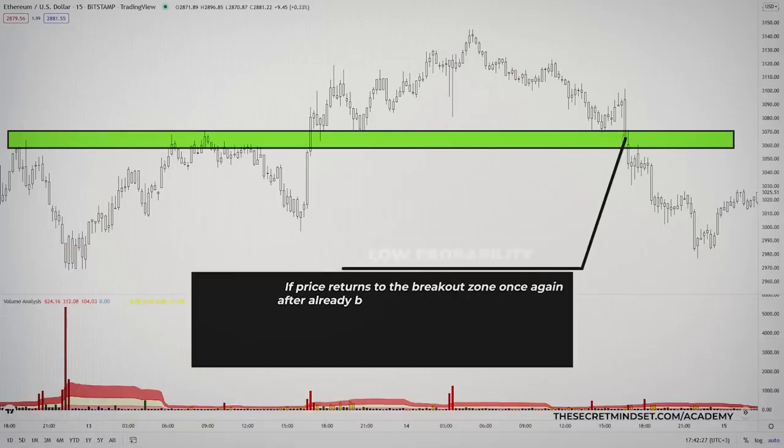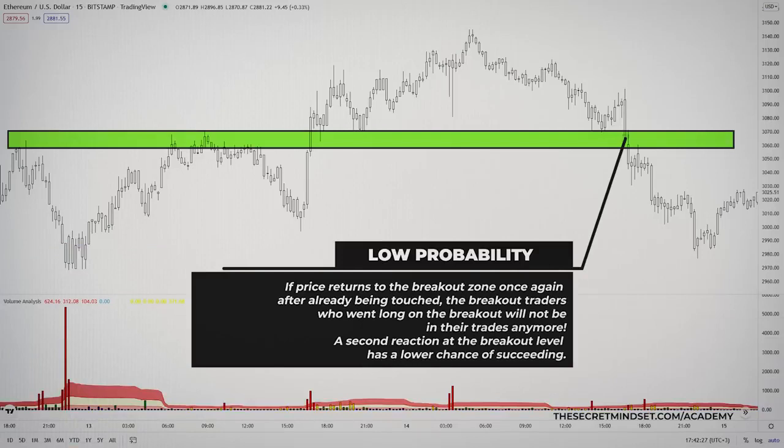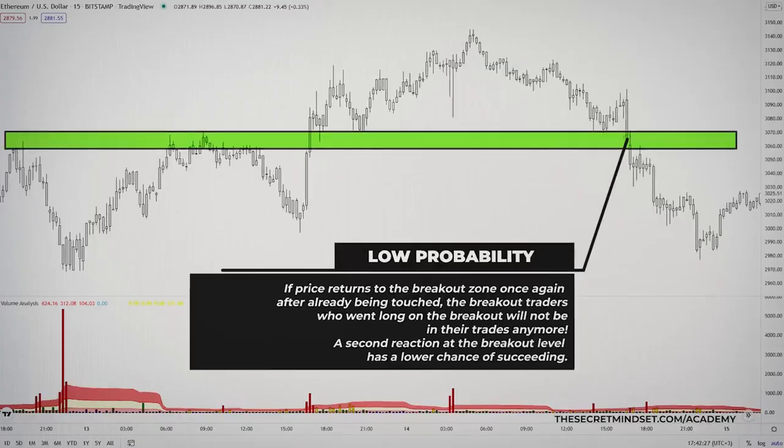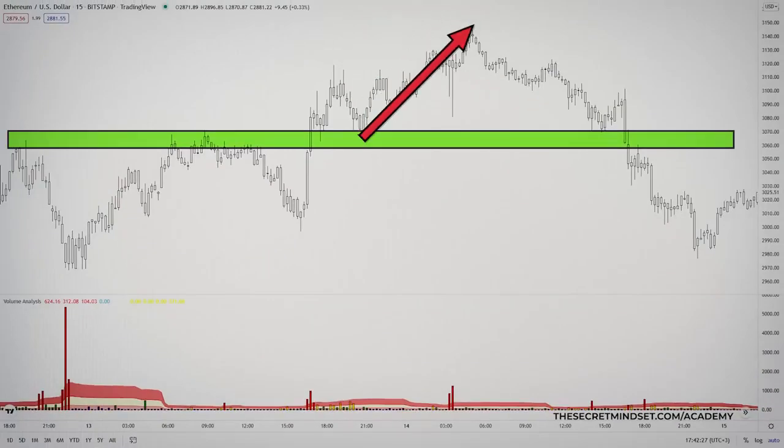In a breakout retest scenario, if the price returns to the breakout zone once again after already being touched, the breakout traders who went long on the breakout will not be in their trades anymore. So a second reaction at the breakout level has a lower chance of succeeding. Less stops are being hunted, less orders are being put on the market. You can see here the breakout area, which turns the market on the first retest. But on the second touch, the market breaks the area easily and returns to a lower technical level.